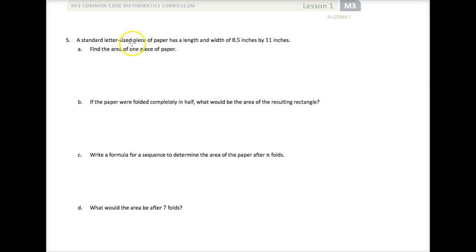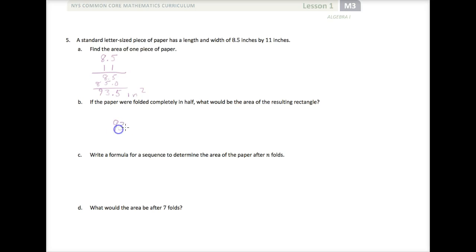All right, a standard letter size piece of paper has a length of 8.5 by 11 inches. Find the area of one piece of paper. Well, area is just length times width. I like to multiply the lazy way. 1 times 8.5 is 8.5, and 10 times 8.5 is 85. What we find out is that a standard piece of paper has an area of 93.5 inches squared. If the paper were folded in half, what would be the area of the resulting triangle?